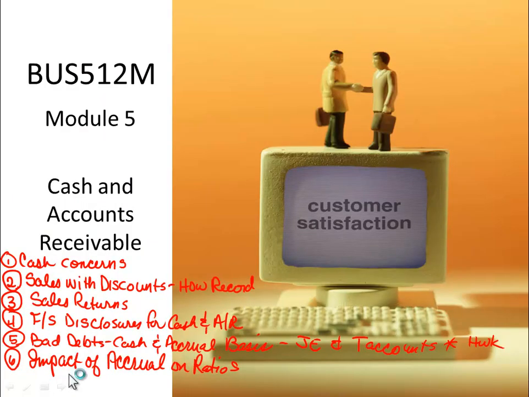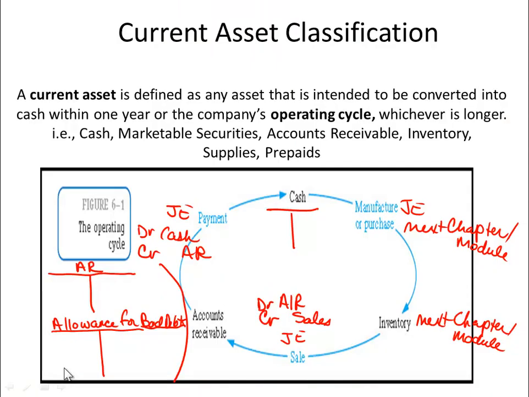Today we're going to talk about what you need to think about as far as cash, what you do with sales with discounts, there's two different methods, what you do with sales returns, how that is tracked, financial statement disclosures for cash and accounts receivable, then number 5, this is the crux of it, what we do with bad debts, whether we're using the cash basis or accrual basis, what those journal entries are, what the T accounts look like, and this is where your homework focus is, and finally, what is the impact of these entries on the financial ratios.